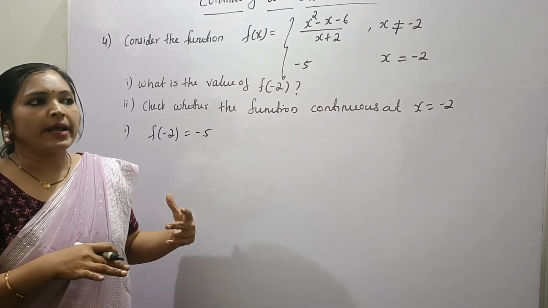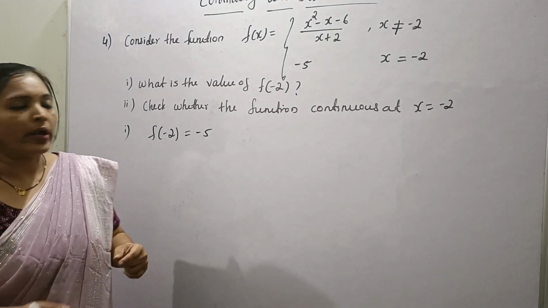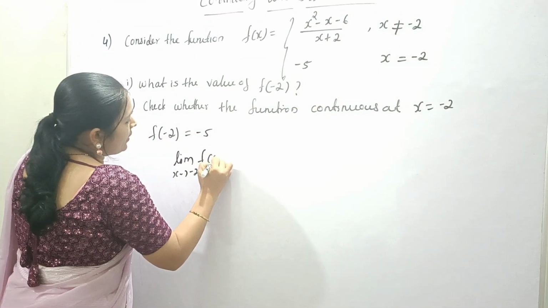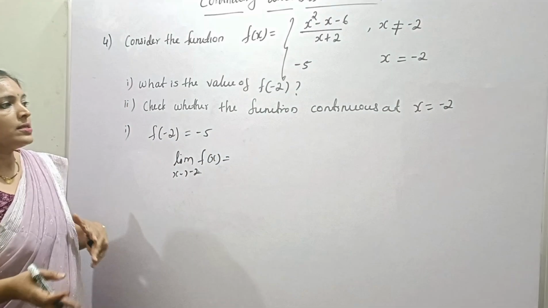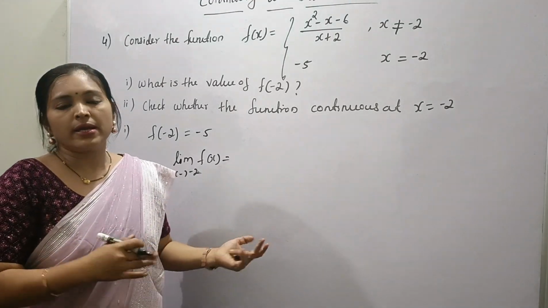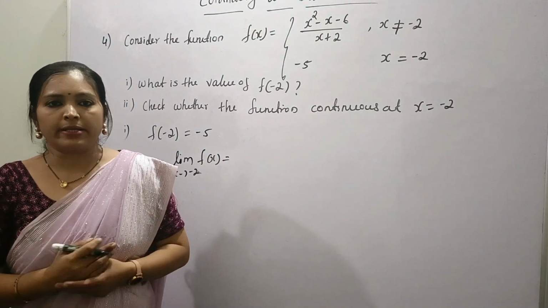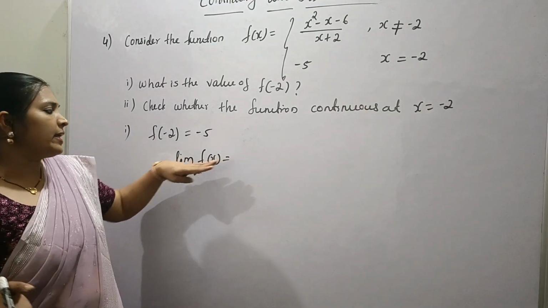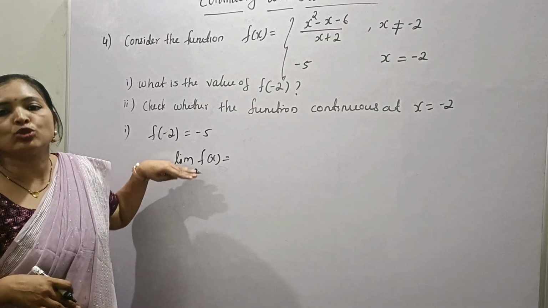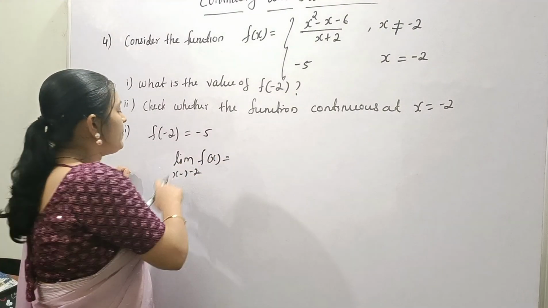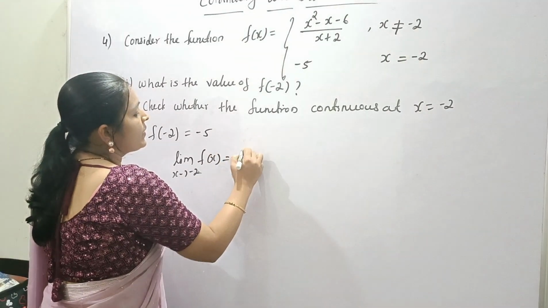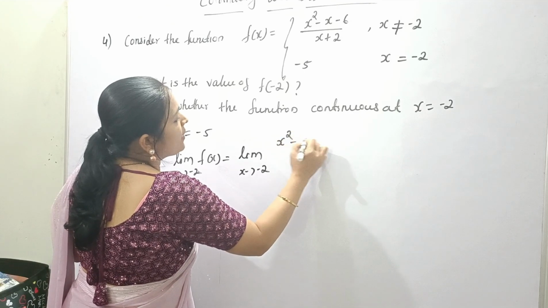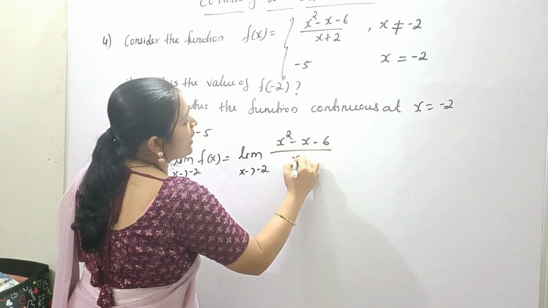Okay, here directly we can write limit x tends to minus 2 f of x. We will find limit x tends to minus 2 f of x. Left of minus 2 and right of minus 2, the values are both given by the same expression, right? So here there is no need to find the left hand limit and right hand limit. Directly we can go to limit x tends to minus 2 f of x, which is equal to limit x tends to minus 2 of (x square minus x minus 6) divided by (x plus 2).